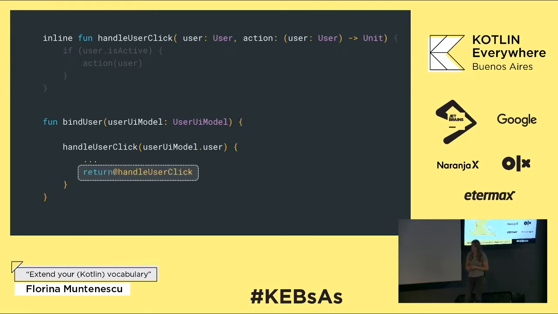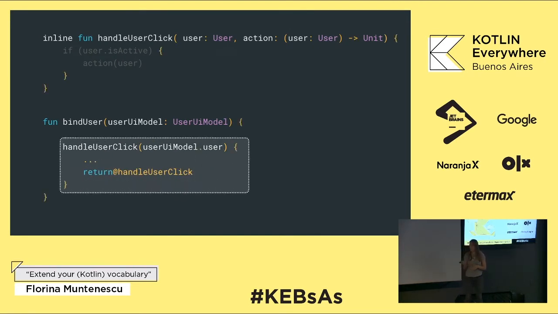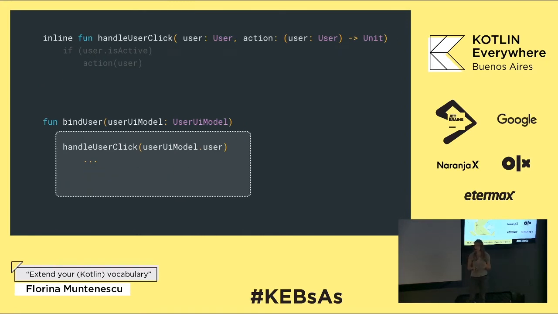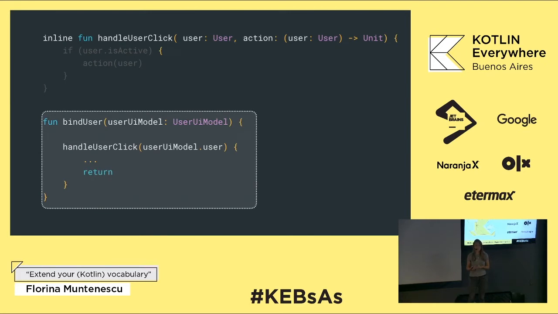So if we use return at handle user click, indeed it will just return outside the handle user click, and whatever happens in the bind user will be called. But by just using return, I don't know who said bind user, but yay, 5 points for you.